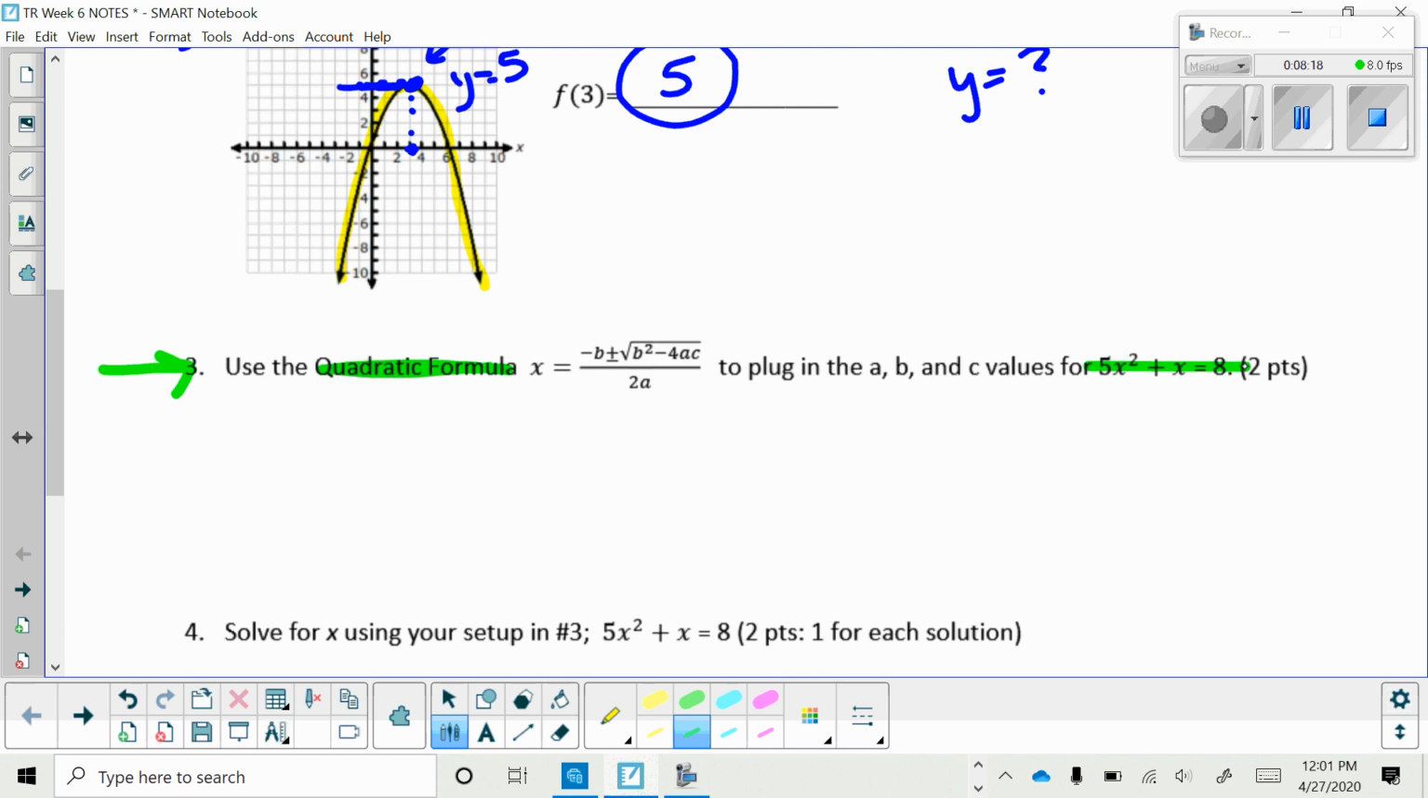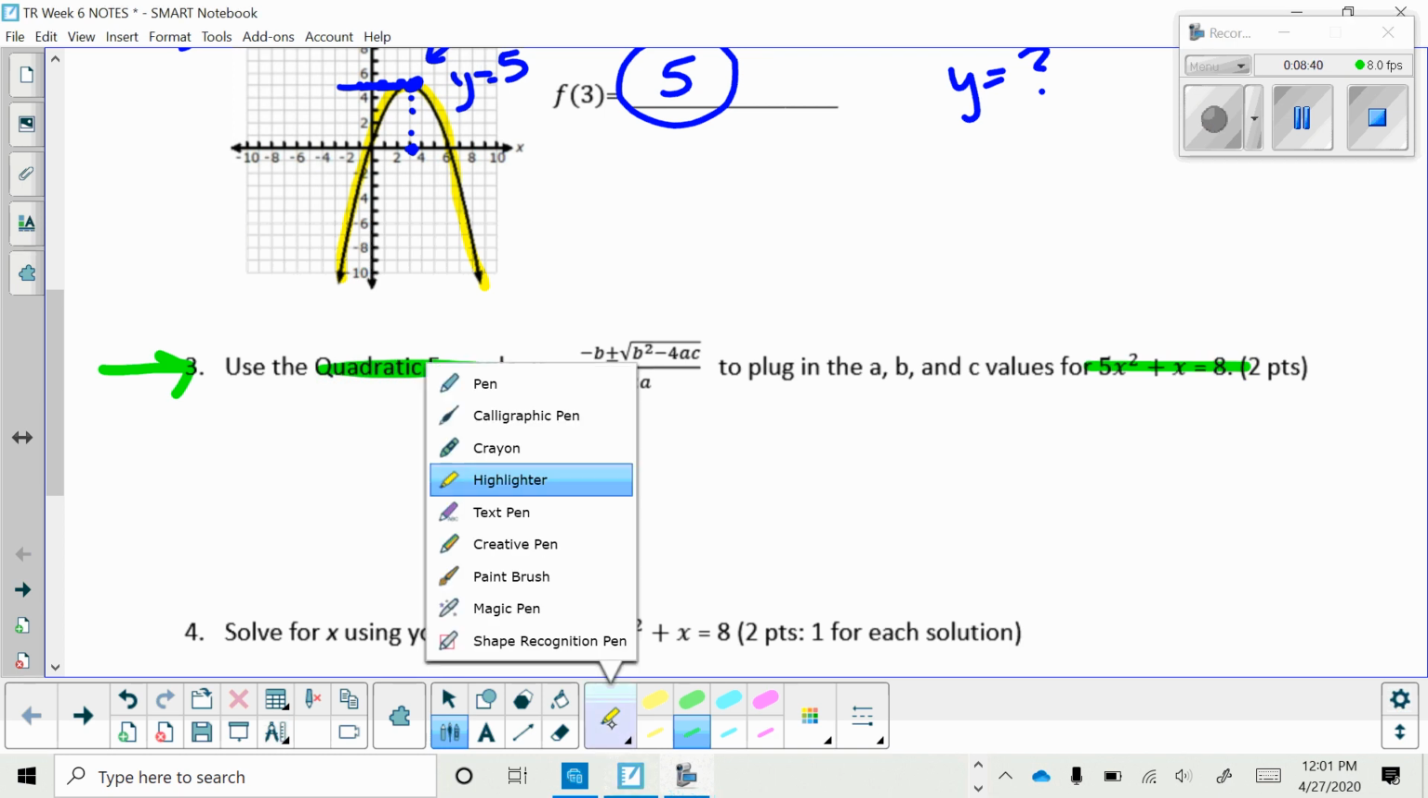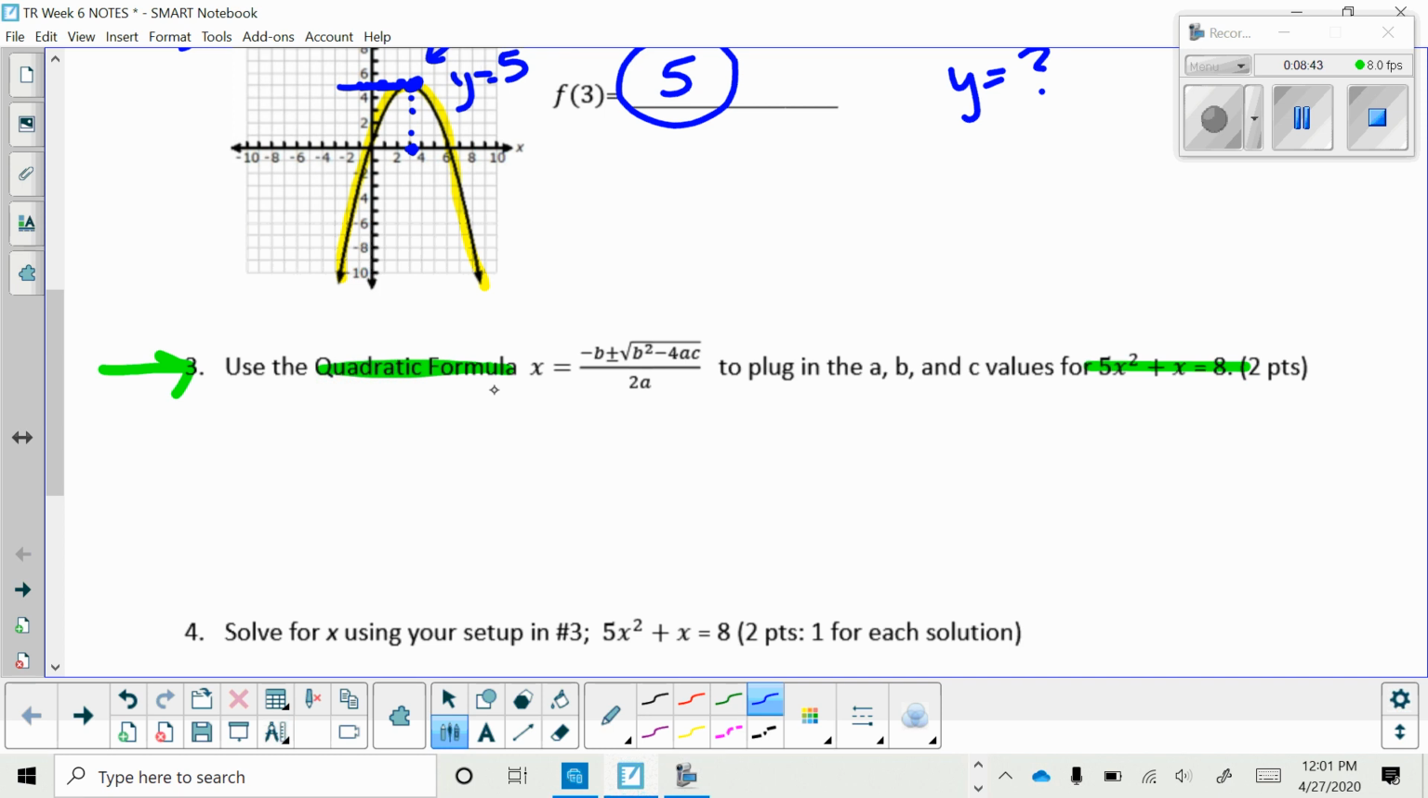Now, before you can do that, let's just see what this problem says. This problem right here isn't actually the solving part. It just says use the quadratic formula to plug in the a, b, and c. And in order to figure out what those values are, we have to put the equation in standard form first. Right now, it's got an 8 on the right-hand side. Standard form is when everything is set equal to 0. So to get it that way, I'm going to start by just subtracting 8 from both sides. And that gives me 5x squared plus x minus 8 equals 0. Okay, and that is standard form.